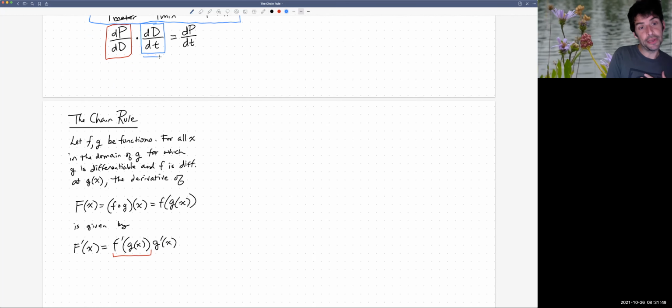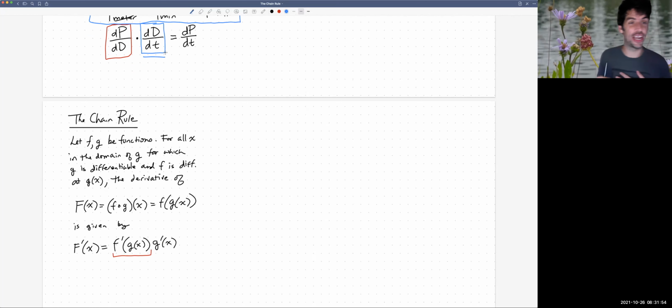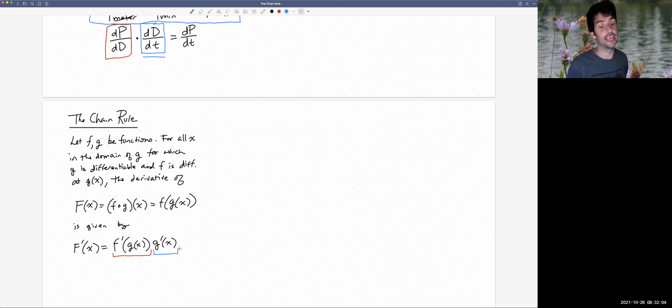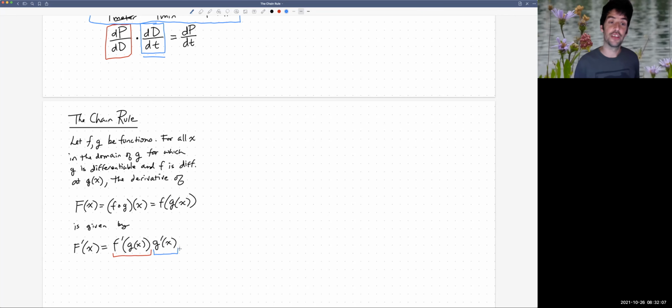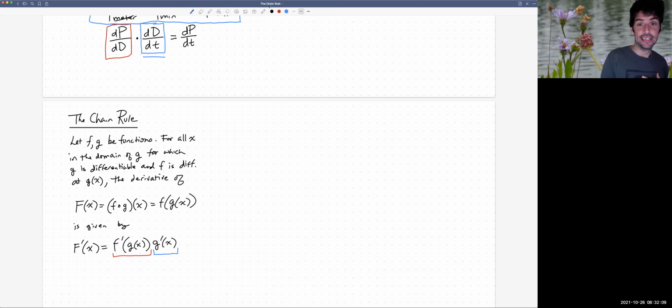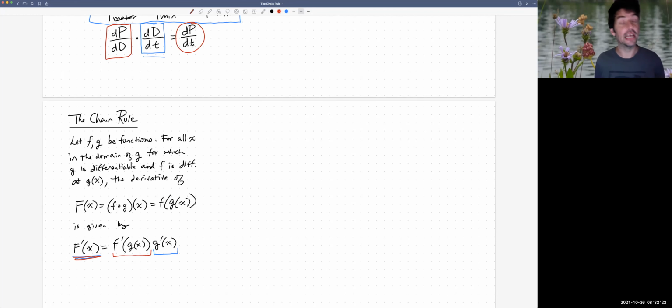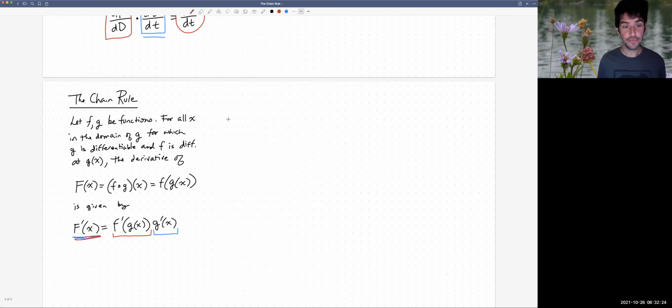Then the second derivative up here was how does that thing that we put inside of pressure, depth, change as time changes? That's our second derivative in this product. Now this is telling us how does g change as x changes, and we're multiplying those two together to get the thing that we started with, which is how does F change as x changes. Just like up here, we get how does pressure change as time changes via this product.